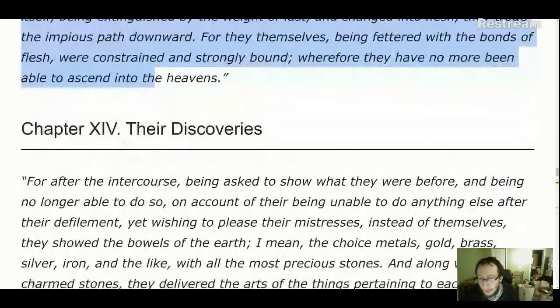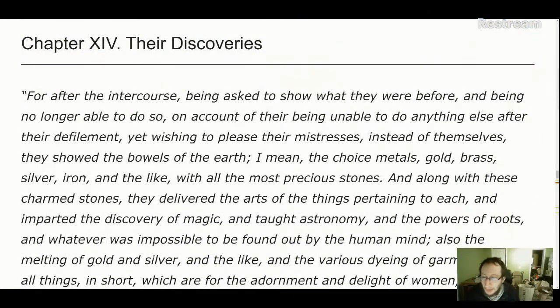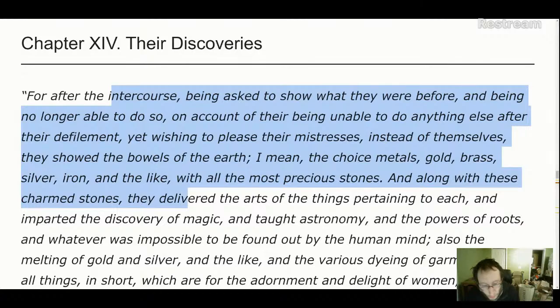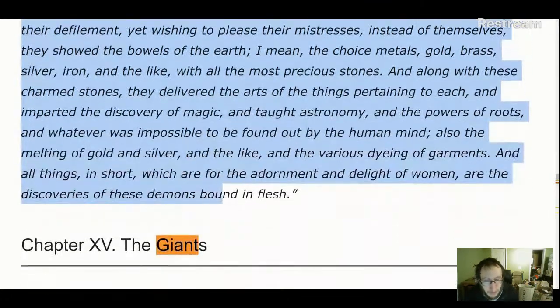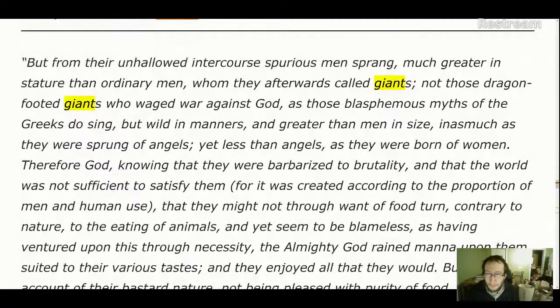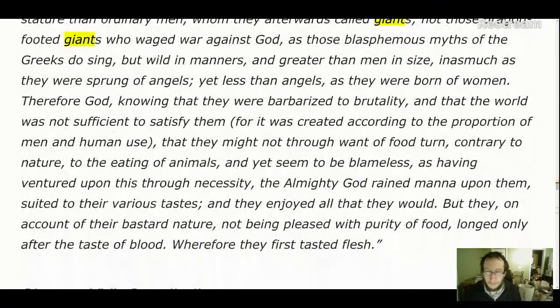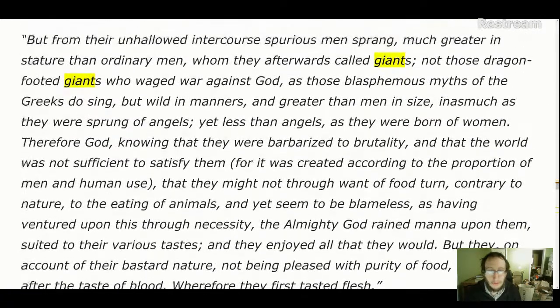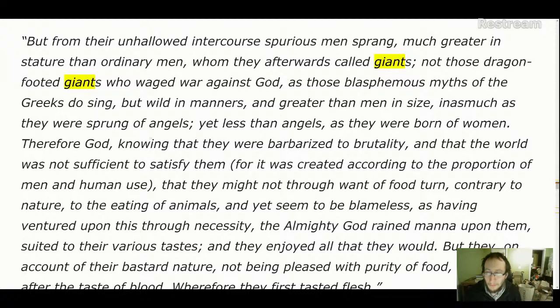Okay, so then continuing, it says they showed them the things of the earth. So this fits pretty closely with the Book of Enoch. But then it says they started feeding on animals. They were barbarized to brutality.